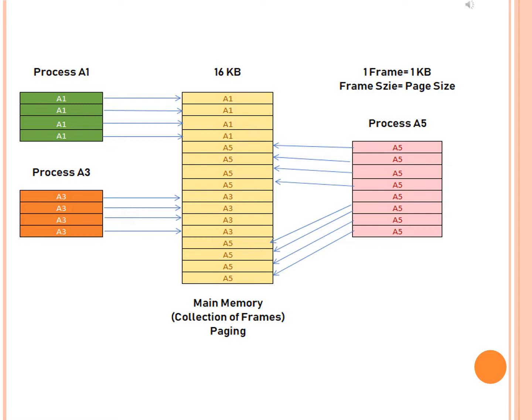In this example, you can see that A2 and A4 are moved to the waiting state after some time, and therefore 8 frames become empty, so other pages can be loaded in those empty frames. The process A5 is of size 8 pages and is waiting in the queue. There are 8 non-contiguous frames available in the memory, and paging offers the flexibility of storing the processes at different places. This allows us to load the pages of process A5 in place of A2 and A4.